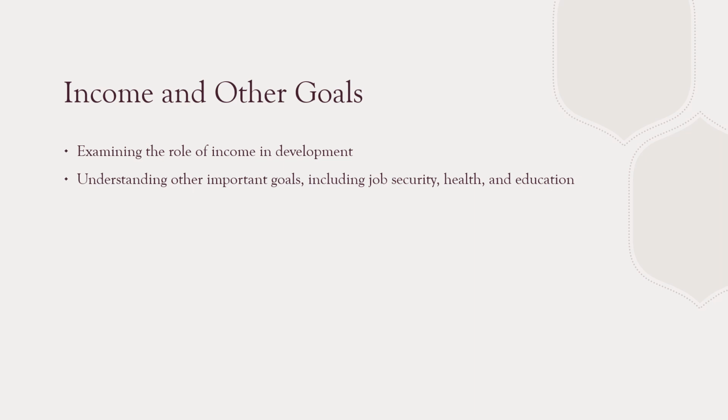Now let's see about income and other goals. So here in this slide we'll be seeing about the income and other goals. Income is a fundamental aspect of development as it directly impacts the standard of living and access to resources. Other important goals even include job security, health and education. Economic well-being is closely linked to job security, access to healthcare and quality education. Now let's go to the next slide.